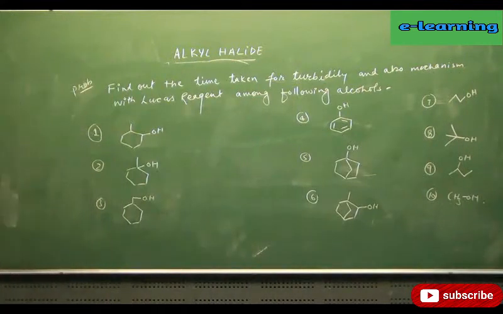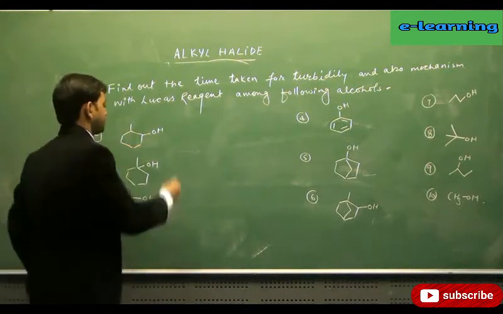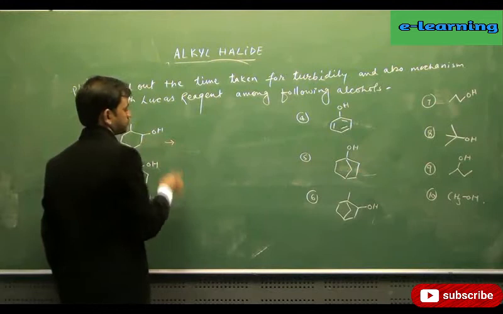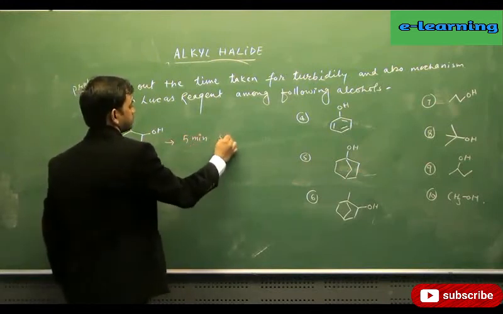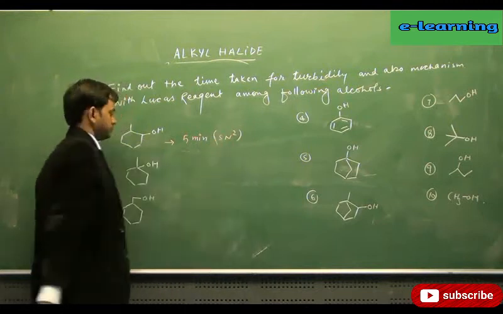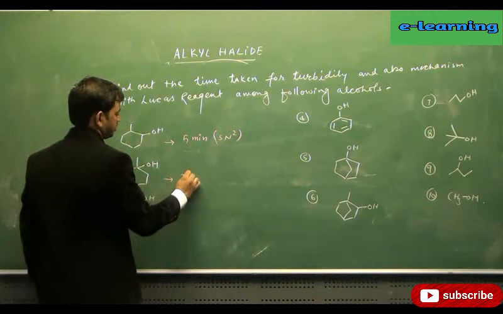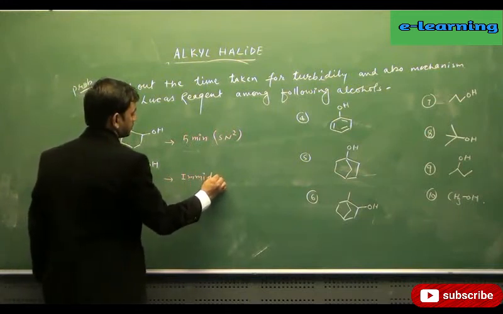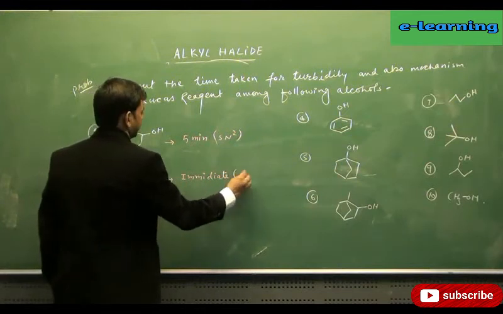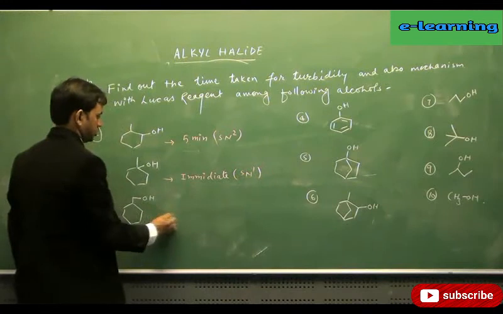See in this case, this is 2 degree. It takes 5 minutes and the reaction mechanism is SN2. This is 3 degree. It gives immediate turbidity and the reaction mechanism is SN1.